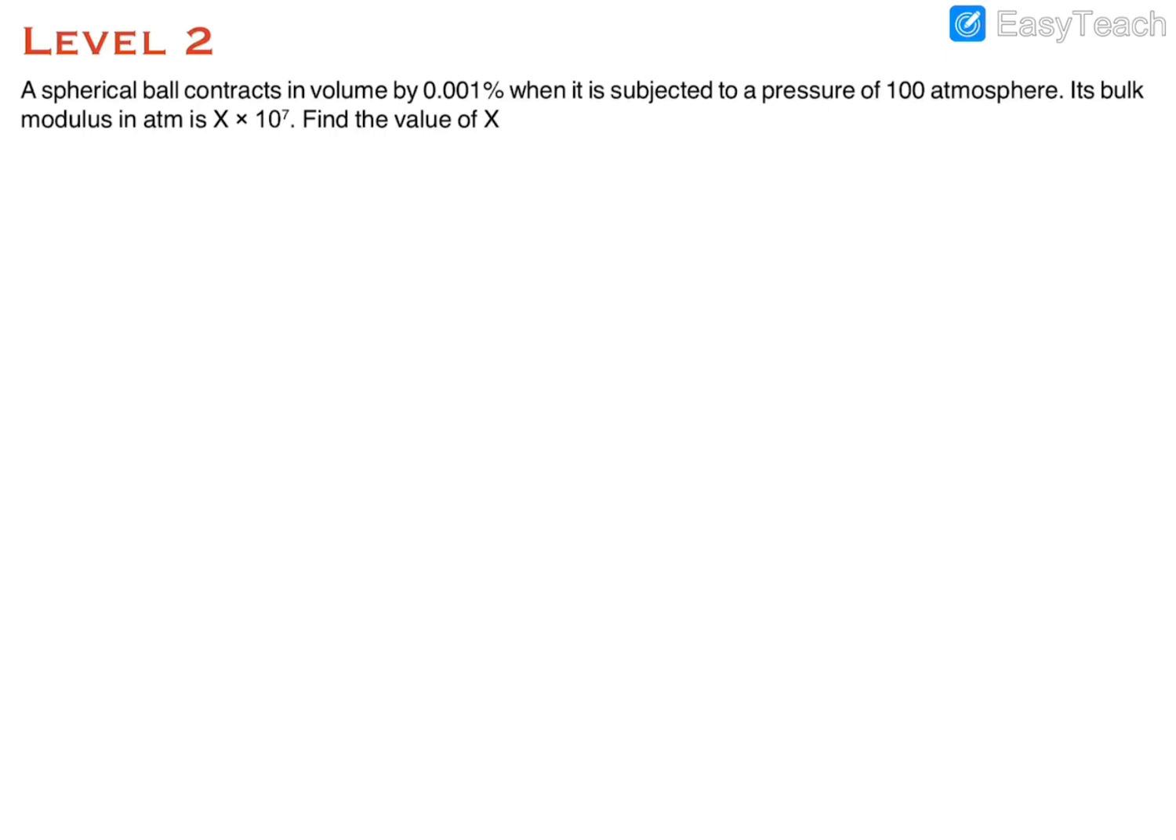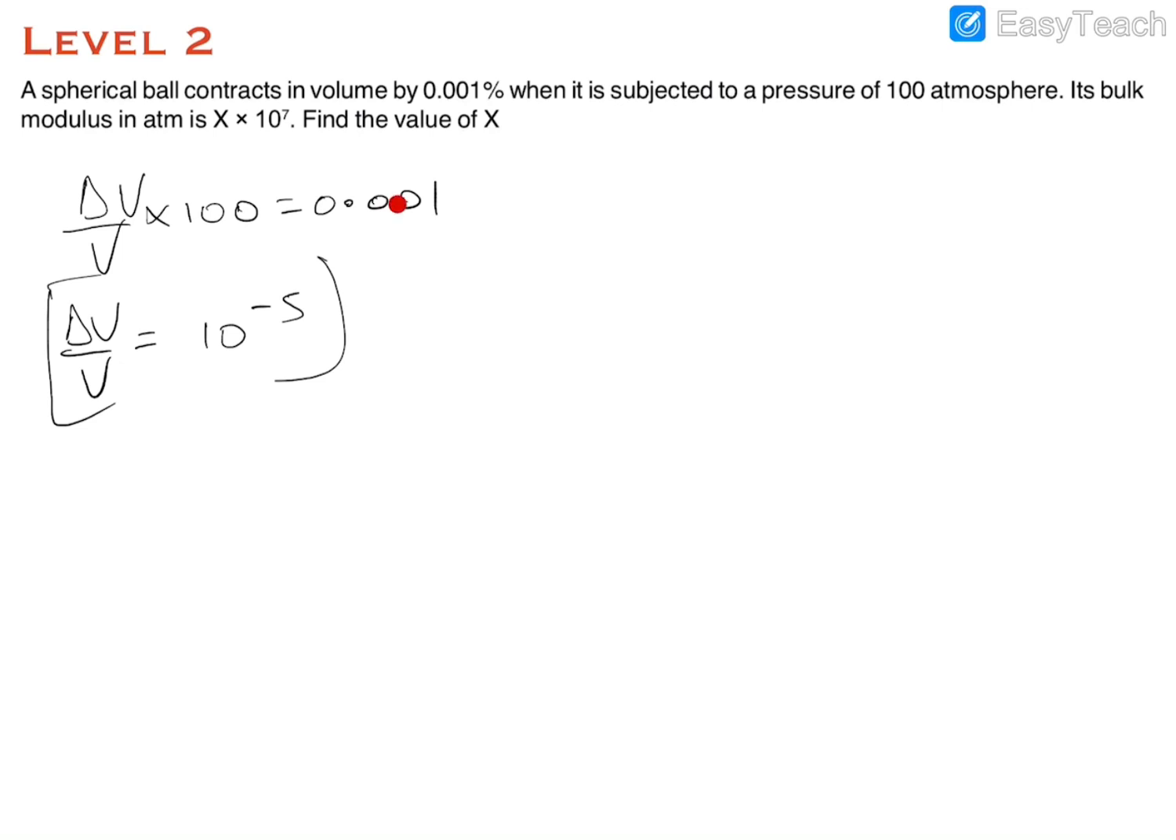In this question, it is given that there is a spherical ball which contracts in volume by 0.001%. So we can see that delta V by V, in percentage, is equal to 0.001%. So delta V by V will be equal to 10 raised to power minus 5. You can see that this is 1 into 10 raised to power minus 3, and 10 raised to power 2 will be coming in the denominator. So delta V by V is 10 raised to power minus 5.